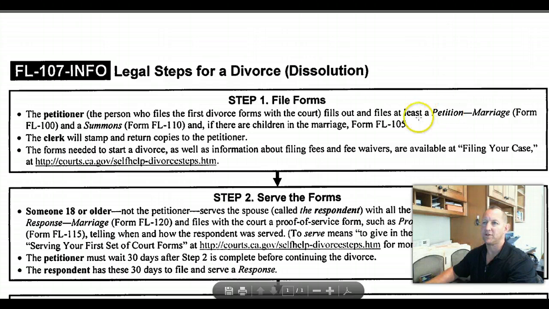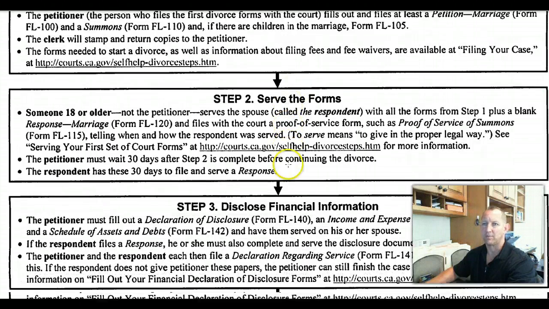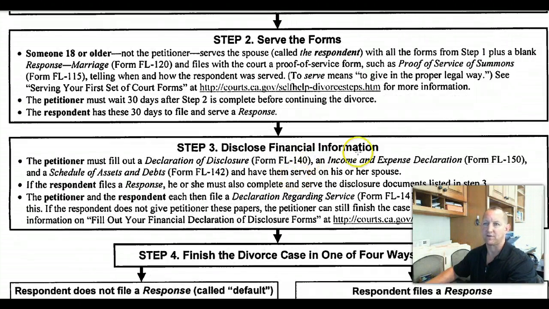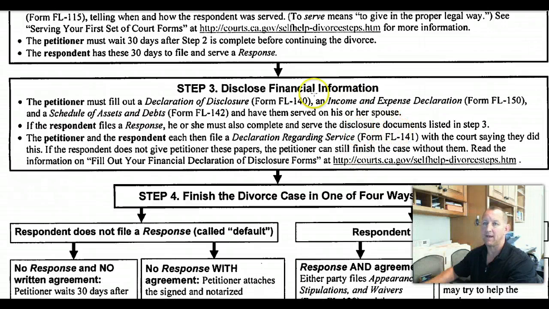So if you've been watching our videos, you'll see that we've already talked about how to file the forms, how to serve the forms, how to prepare your financial disclosures and have those served as well. Now, in this case, where there has been a response filed, both parties will have had to have filed and served their disclosures. It says that right here. If the respondent files a response, he or she must also complete and serve the disclosure documents listed in step 3, which are indicated right here and we've talked about on previous videos.